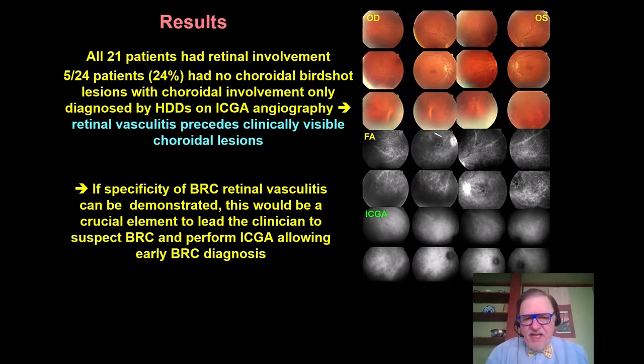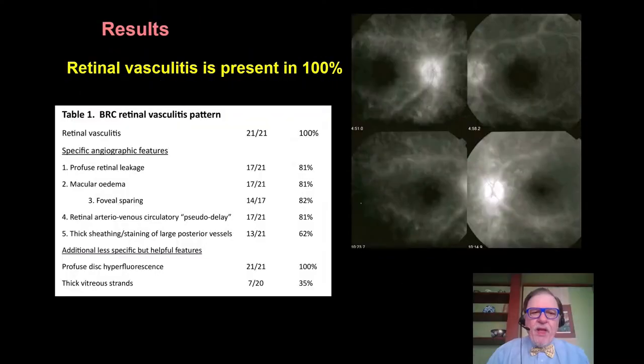If specificity of birdshot retinal vasculitis can be demonstrated, this would be a crucial element to lead the clinician to suspect birdshot, perform ICGA, and subsequently search for HLA-A29 and make the diagnosis. Here are the results of our study.